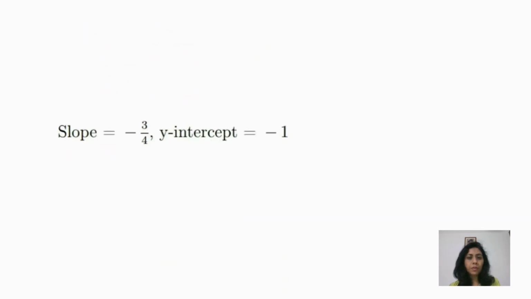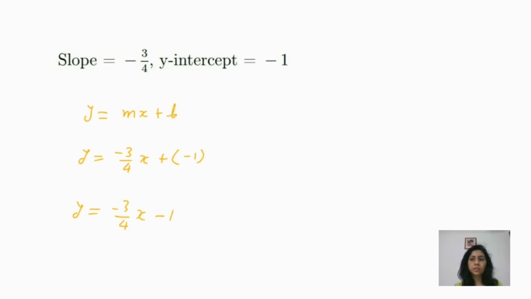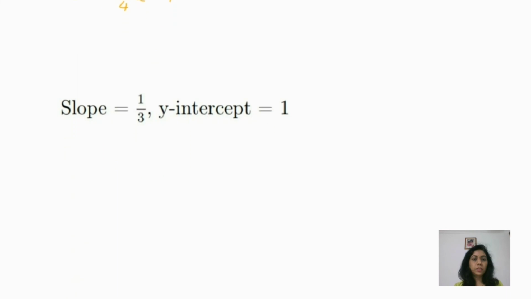Very simple question. If you know the slope and y-intercept, you can easily write the equation. So what is the m value here? Minus 3 upon 4. And what is the y-intercept here? The b value, minus 1. So y = minus 3 upon 4 x minus 1. This is the answer. Isn't it very easy?